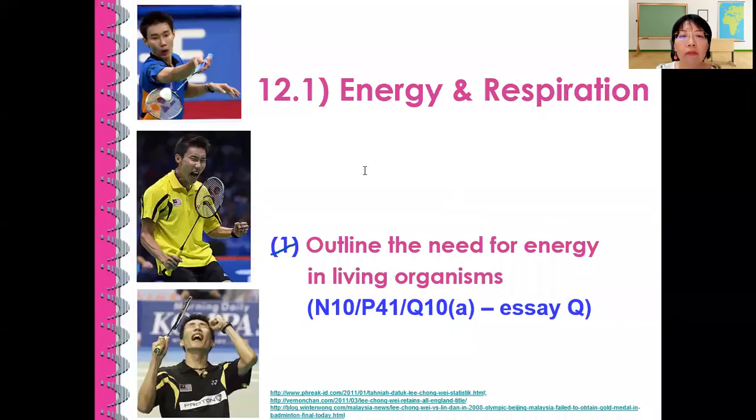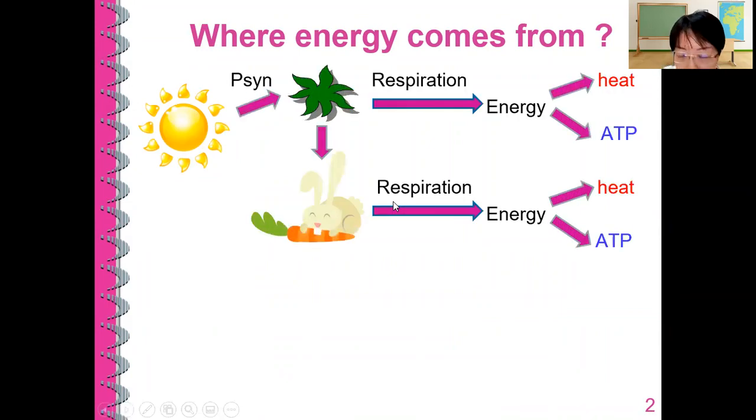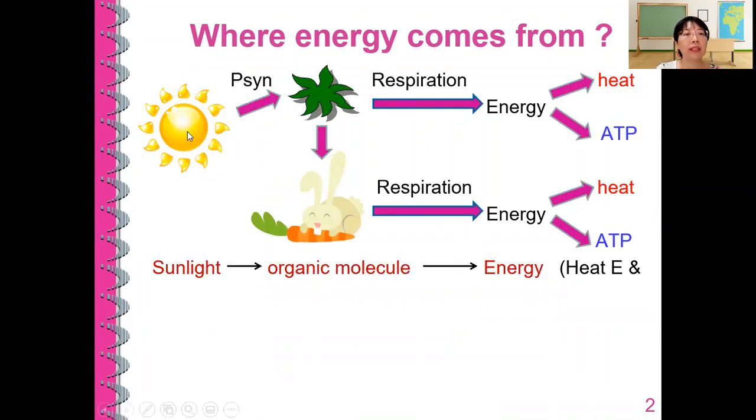So we're going to outline the need for energy in living organisms. This is a recap of what you've learned so far from primary school up to now. So recap, okay? Where does energy on Earth come from? Of course, it starts with the sunlight, right? So the light energy. Sunlight is light energy.